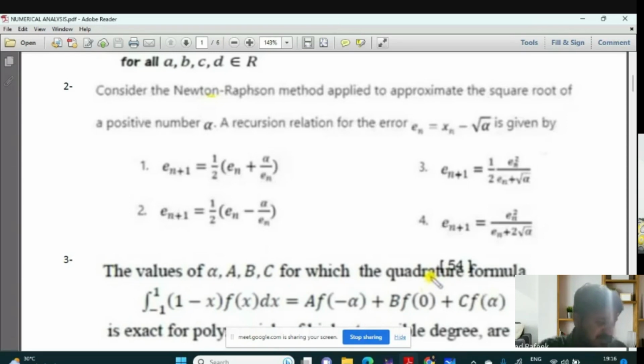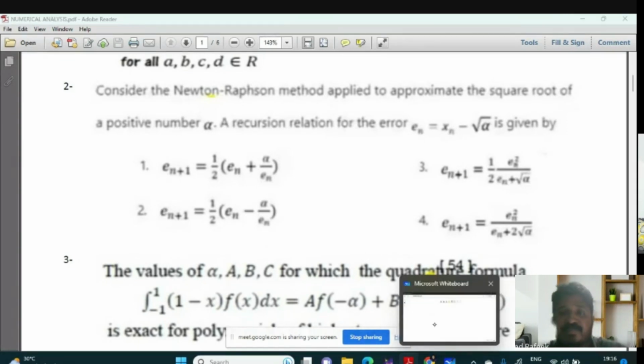Consider the Newton-Raphson method applied to approximate the square root of a positive number alpha. A recurrence relation for the error En equal to xn minus root alpha is given by: option 1, En plus 1 is equal to 1 by 2 En plus alpha by En. Option 2, En plus 1 is equal to 1 by 2 En square by En plus root alpha. Option 3, En plus 1 is equal to 1 by 2 En minus alpha by En. Option 4, En plus 1 is equal to En square by En plus 2 root alpha. Okay, anyway, this is a time for reading.